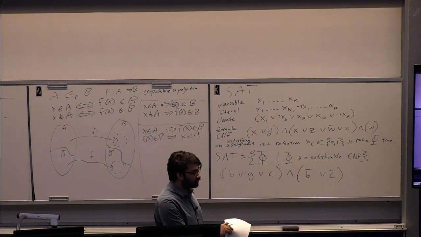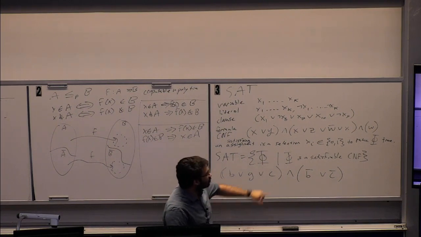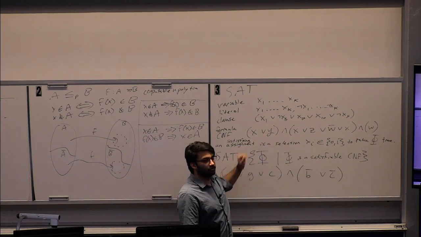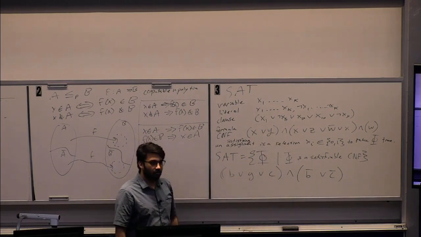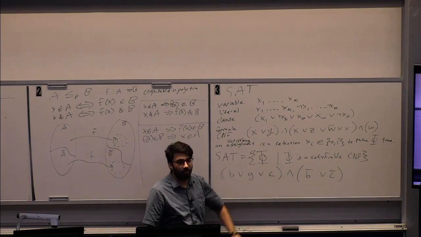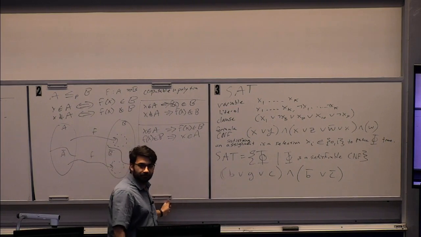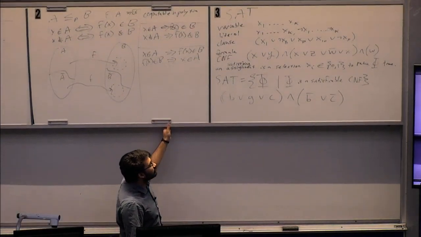The CNF specifies that the ANDs have to go outside the clauses and the ORs have to go inside the clauses. That's important, it turns out. You couldn't do an AND inside or an OR outside. More questions on just the definition? And I'll give you another example of a constraint problem.